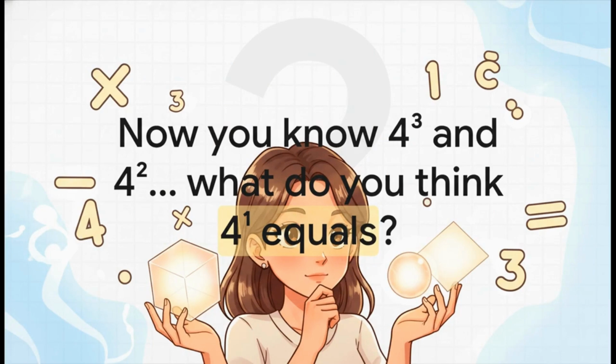We figured out what 4 cubed is, and we know what 4 squared is. So, if you apply that exact same logic, what do you think 4 to the power of 1 would be? How many times does that exponent tell the base to show up? It's a simple little question, but if you can answer it, it proves you've totally got this.